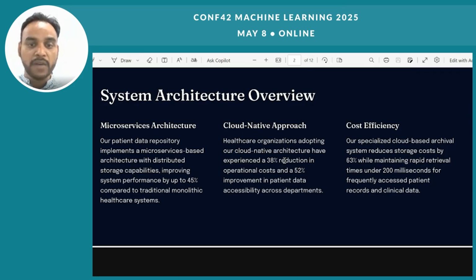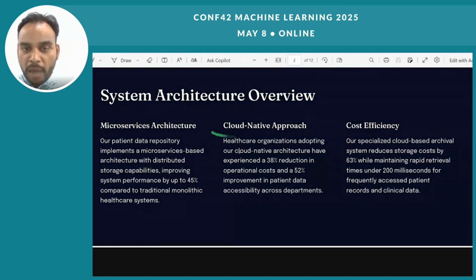A comprehensive study of public hospitals revealed that organizations adopting cloud-native architecture experience a 38% reduction in operational cost and a 52% improvement in data accessibility. The economic impact of improved healthcare interoperability has been substantial. Healthcare organizations that have successfully implemented comprehensive interoperability solutions have observed an average cost saving of $3.7 million annually through reduced duplicate testing, improved resource allocation, and enhanced operational efficiency.